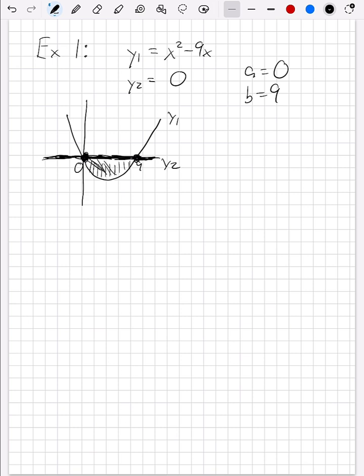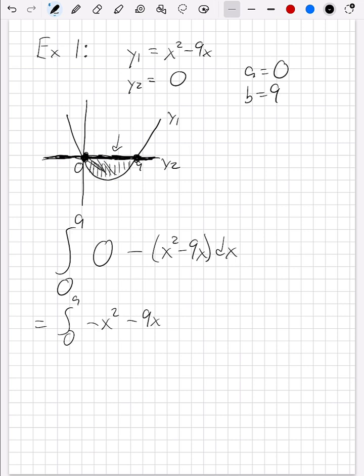And so I do the integral from 0 to 9 of the top curve. Here my top curve is 0 minus my bottom curve, which is x squared minus 9x. I'm just going to integrate that and evaluate with respect to x. Just rewriting this with distributing that negative, that's negative x squared plus 9x dx.